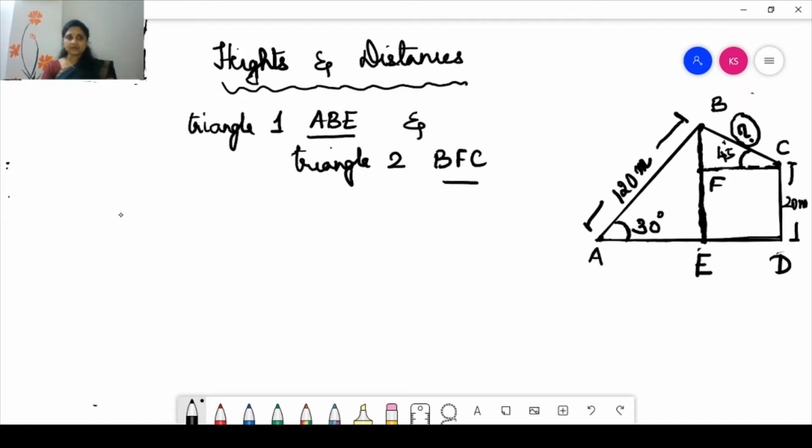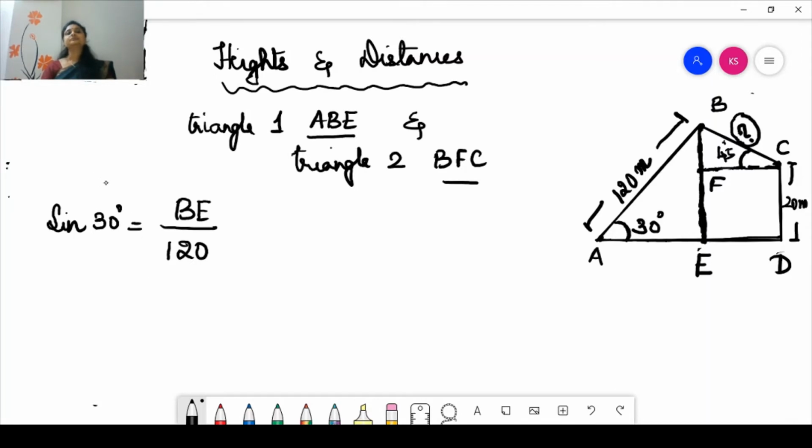So we have angle A to be 30 degrees and the hypotenuse of the triangle to be 120 meters, from this triangle ABE. So what I'm going to do is I want to find the opposite side BE. So what is the trigonometric ratio that involves the opposite and the hypotenuse? That's nothing but your sine. So sine of 30 degrees is going to be the opposite, that is BE divided by AB, that's 120 meters.